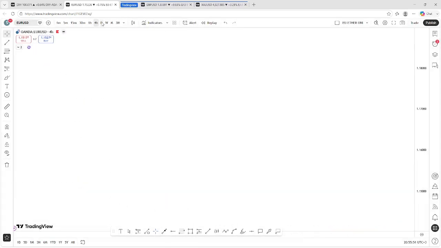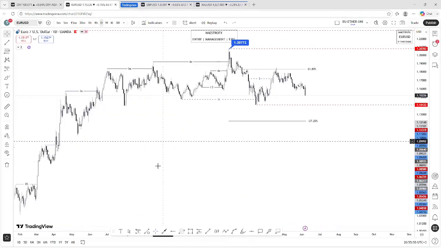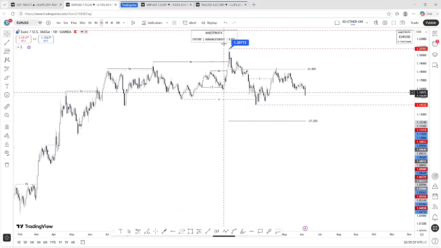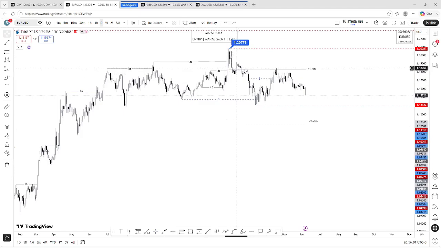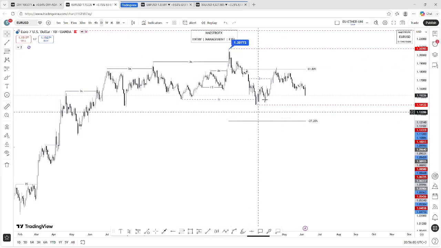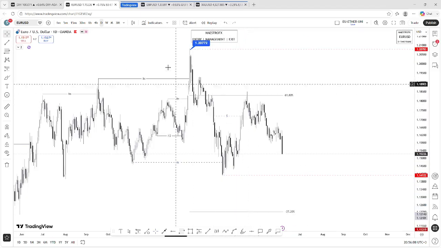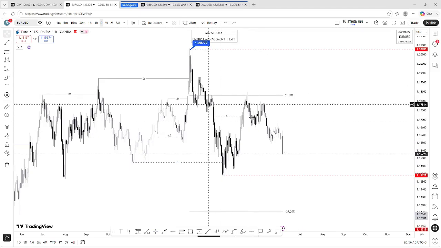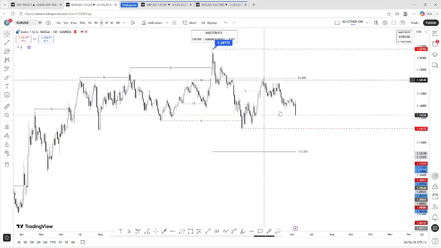As usual, we're going to start with the daily time frame, the higher time frame, and you can see that ever since we had the last bullish break of structure before the bearish break of structure, or change of character, we have had this correction, and you can see that price corrected to at least the 61.8 Fibonacci level as usual.